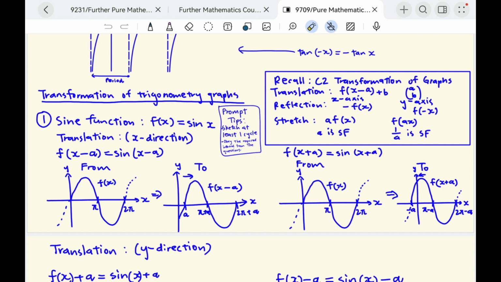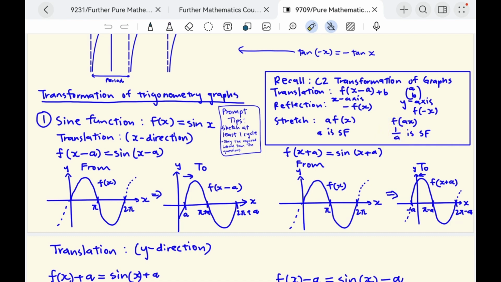Okay, if you replace x with ax, it undergoes the stretch parallel to the x-axis, or in the x direction, where 1/a is the scale factor.